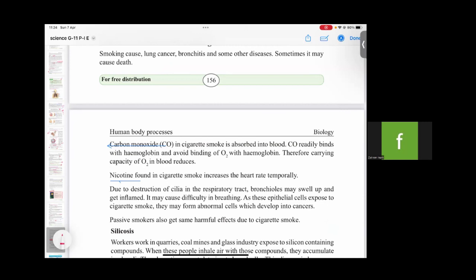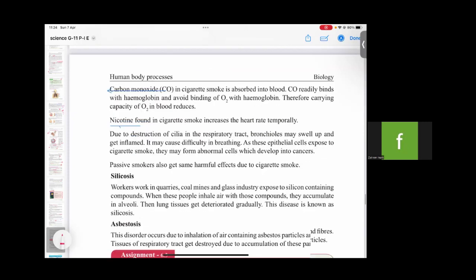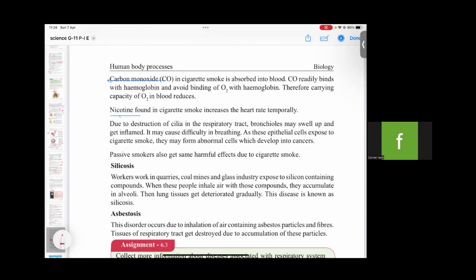That is one problem. Then you have nicotine in cigarette smoke. It will increase the heart rate temporarily. The smoke will also destroy the cilia of the respiratory tract, and therefore the bronchioles will swell up and get inflamed. So this also will cause difficulty in breathing.